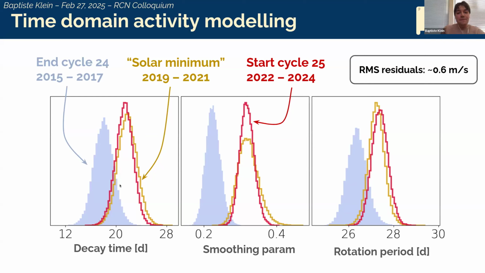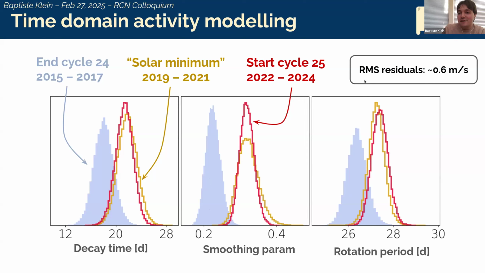It's quite similar with the decay time. It just translates the fact that the sun is actually more active when it starts cycle 25. So stronger activity means a longer evolving time. Also, the smoothing parameter is quite different as well. And this is probably because when the active regions are going to the equator, they create a more abrupt change in the radial velocity signal. More abrupt change means less smooth signal. And that explains why we are less smooth at the end of cycle 24.